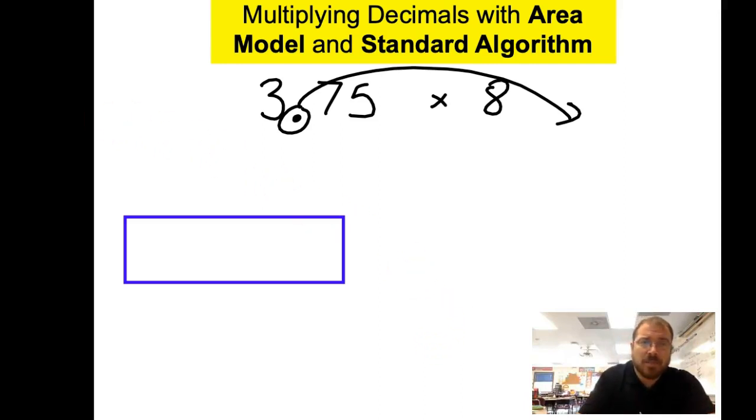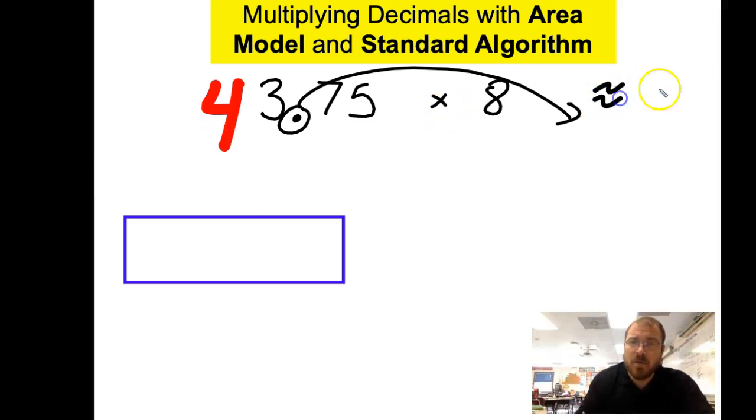Before we even begin, we could actually do a quick estimate here. We have 3 and 75 hundredths, which we might as well just call 4. So if we do 4 times 8, our estimate would be about 32. So we've set our purpose for our problem. We know our estimate should be around 32. Let's go ahead and break this number apart.